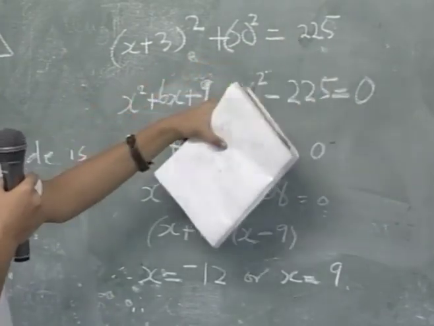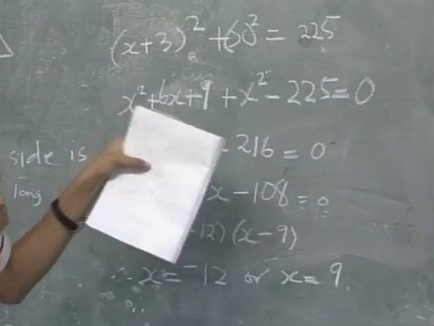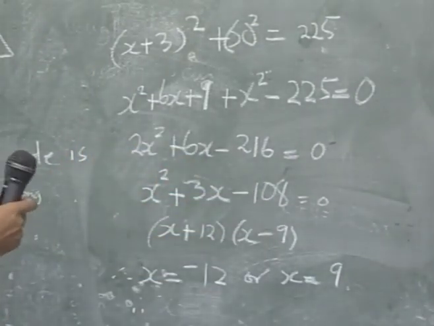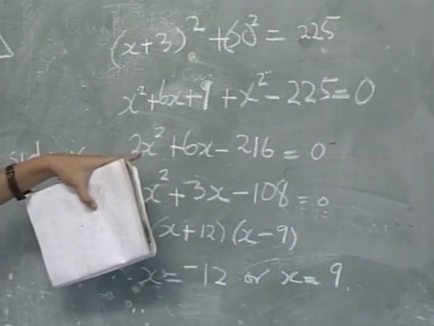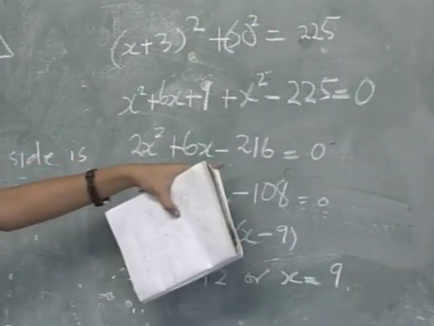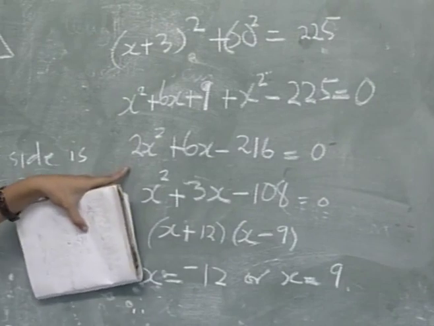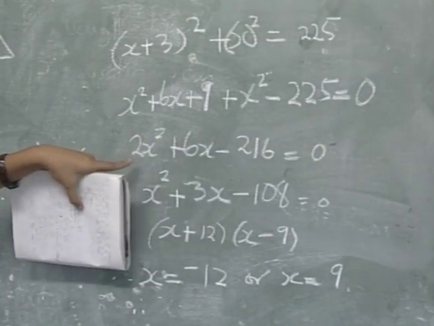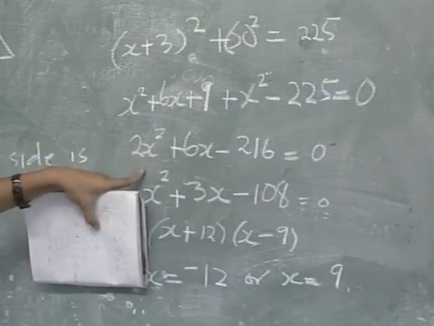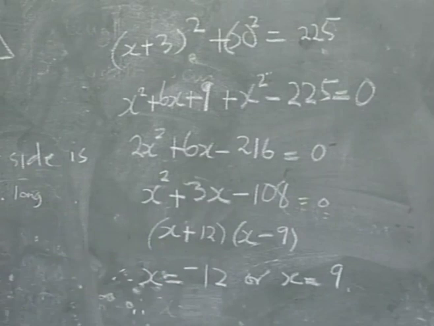Because I brought 225 in to make it in the same term. And then I added the like terms, so I got 2x squared plus 6x minus 216 equals 0. And then I had to get rid of the 2, so I divided all the terms by 2. I got x squared plus 3x minus 108.